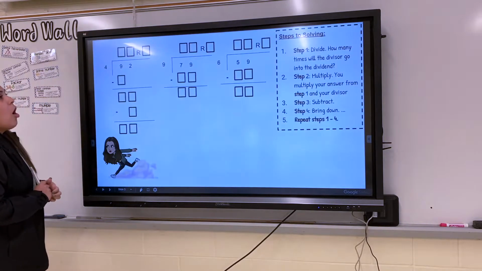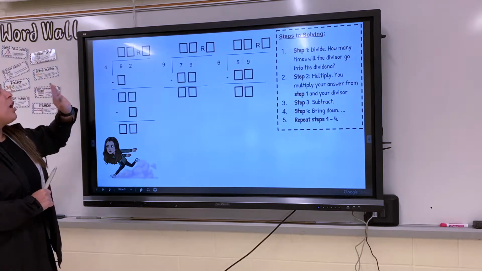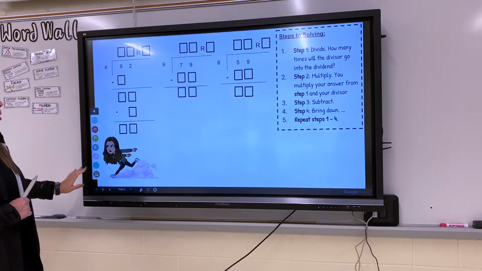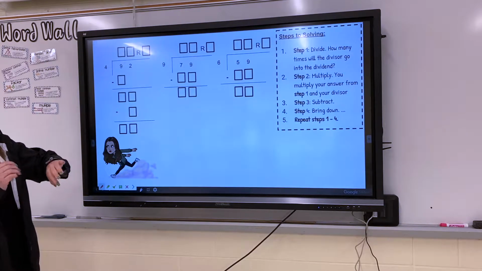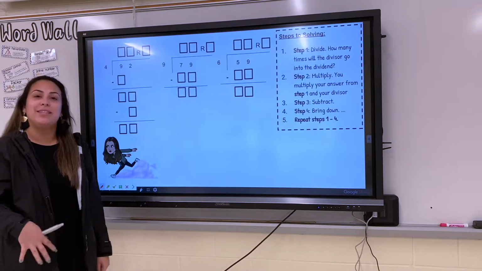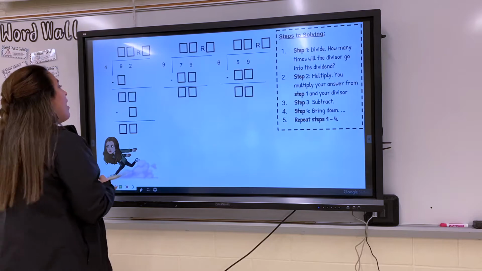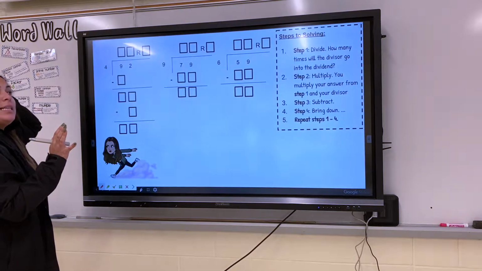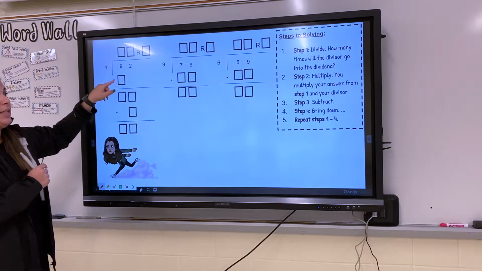All right, the first one we're focusing on is a 2-digit number divided by a 1-digit number. We have 5 steps, but they will be repeated. So we're going to focus on this problem right now. Step number 1 says divide. How many times will the divisor go into the dividend?